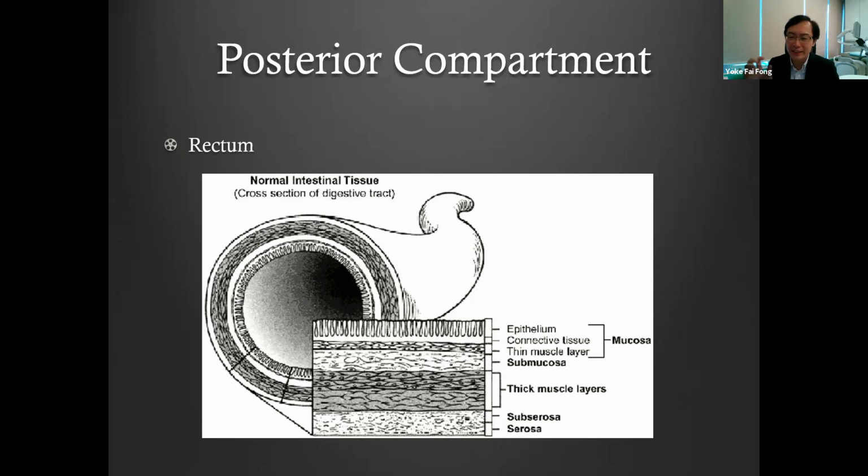Nature is fantastic. It has differentiated the layers very well for us. On the ultrasound scan, the outermost is white, then black. So your serosa and subserosa is white, your muscle is black, your submucosa is white, and then your mucosa is black again. So you just remember white, black, white, black. So these are the four layers of the rectum.